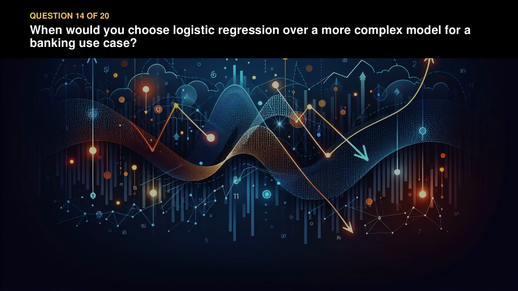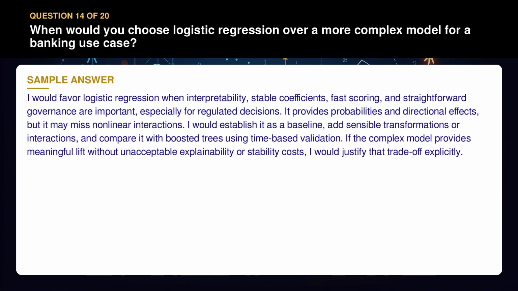Question 14. When would you choose logistic regression over a more complex model for a banking use case? I would favor logistic regression when interpretability, stable coefficients, fast scoring, and straightforward governance are important, especially for regulated decisions.